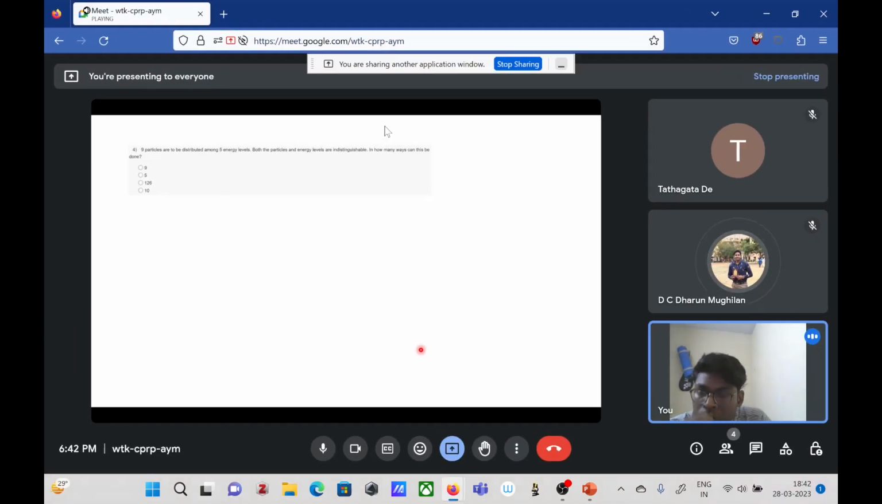Okay. So the next problem says 9 particles are to be distributed among 5 energy levels. Both particles and energy levels are indistinguishable. In how many ways can this be done? Can you attempt it?